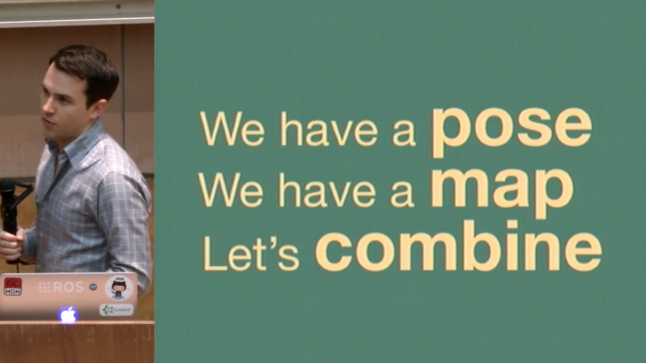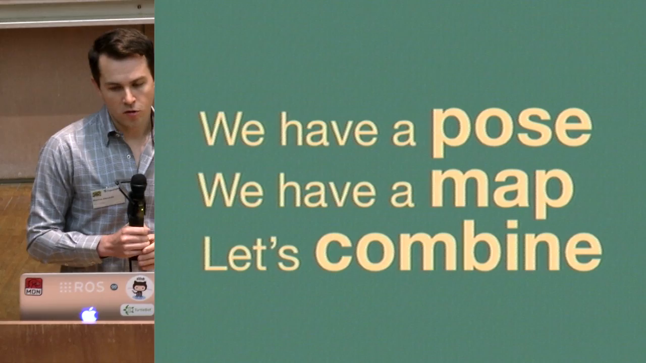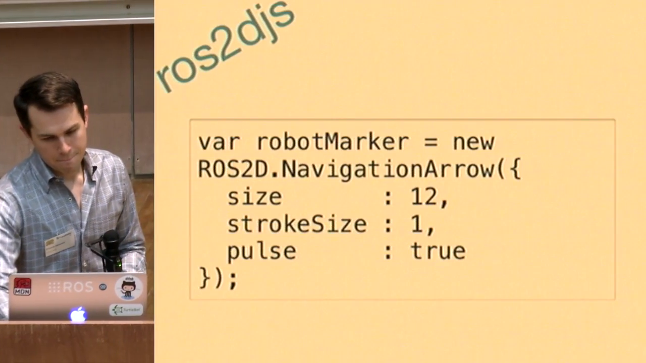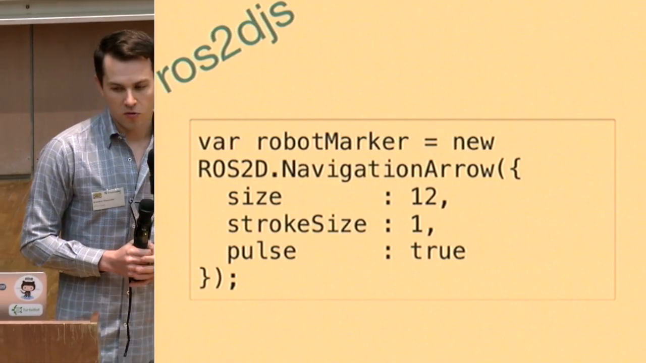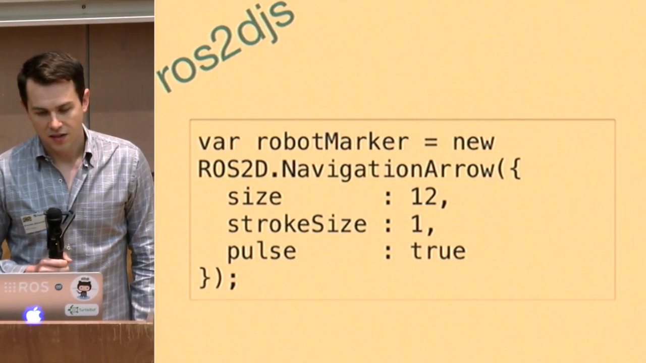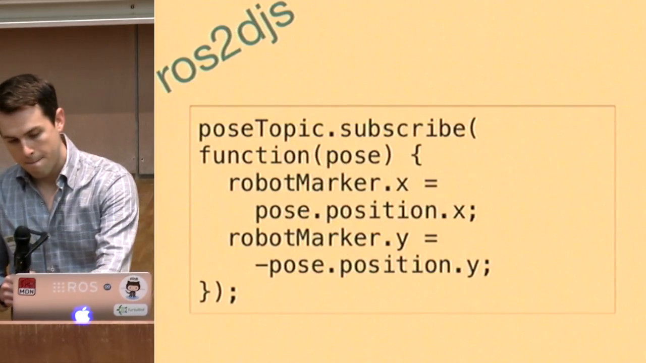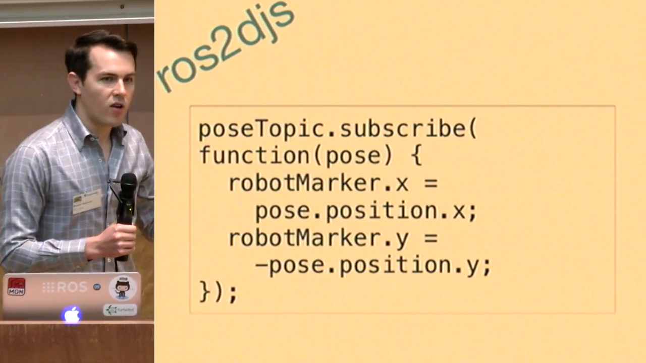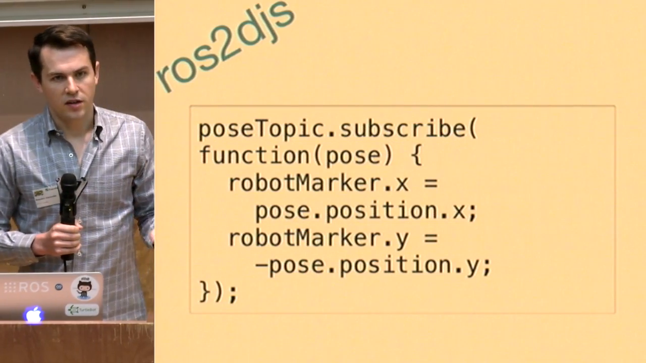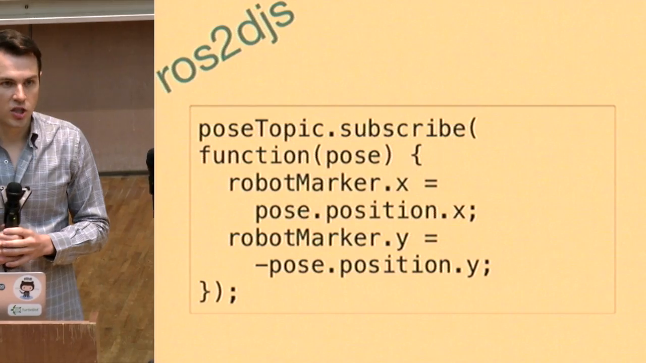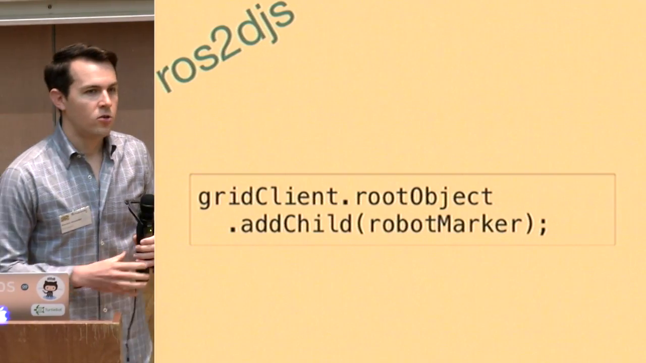So we're already getting the pose information, and we can render 2D scenes like we've shown in the map. Let's add the pose to that. So we'll create a basic triangle to reflect the robot's pose, which is also built into ROS2D. We give it some dimensions, we tell it to pulse and so forth. And then in the subscribe function you saw earlier, where we print it out into a table, we just take that pose information and we set it into the robot's marker's position and orientation. Then we just add it to the scene.